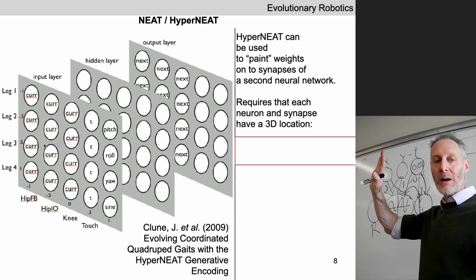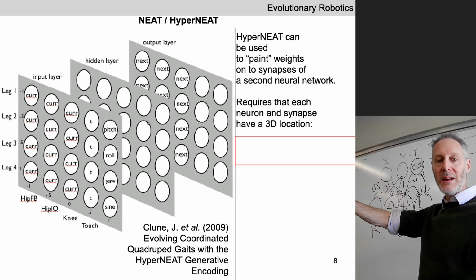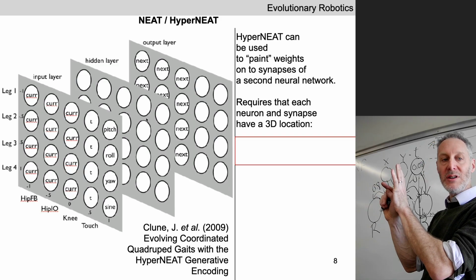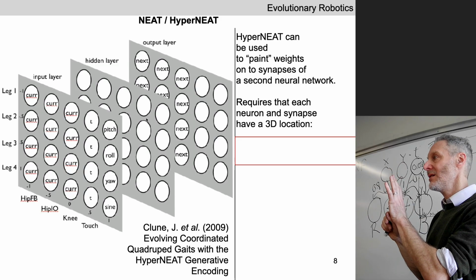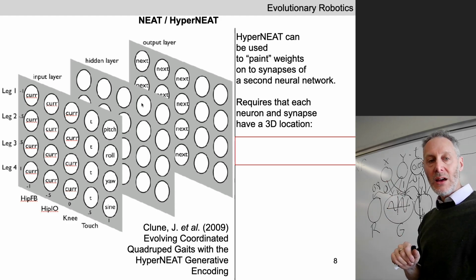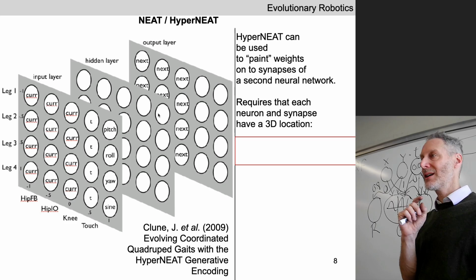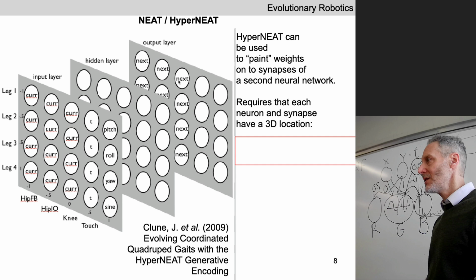We have 20 sensor neurons embedded in a 2D plane. We have a second set of 20 hidden neurons embedded in a second two-dimensional plane, and it's fully connected. Every sensor neuron here connects to each and every one of the 20 hidden neurons. Each hidden neuron connects to each and every one of the 3 times 4, which is 12, motor neurons.